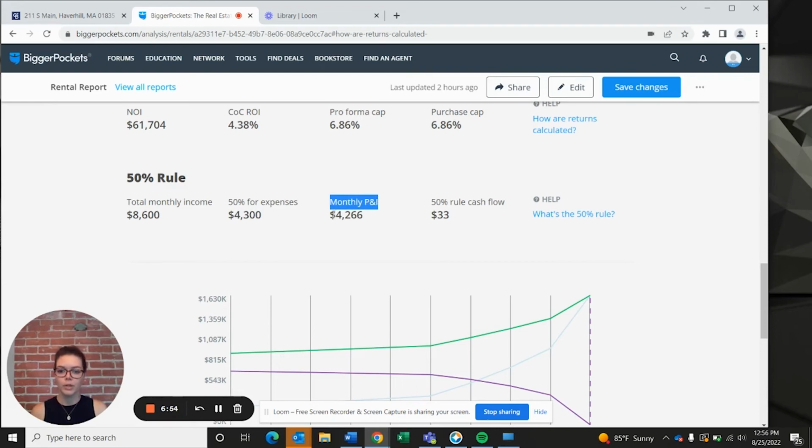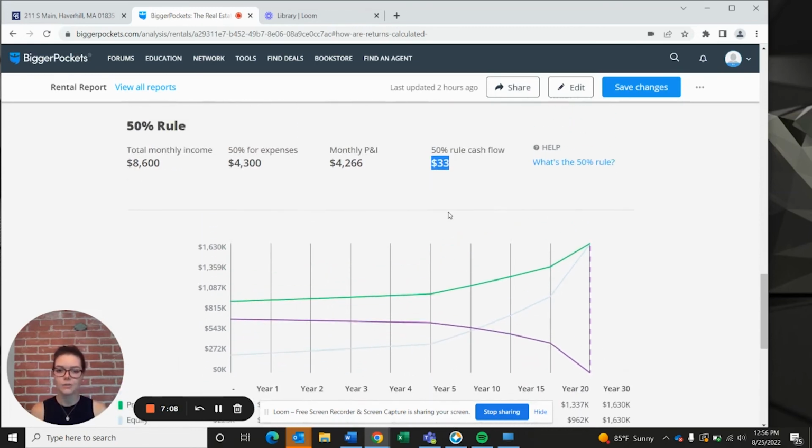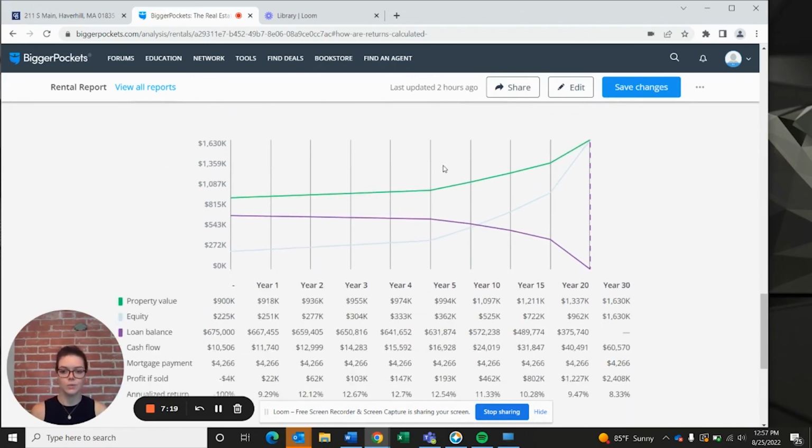Our monthly mortgage is $4,266 a month. So $4,300 take away $4,266 leaves us with $33 a month in cash flow. Now, $33 a month in cash flow may not sound very good. However, with this equation, if you are cash flowing at the end of it, you're doing pretty good. So we really like this rule.